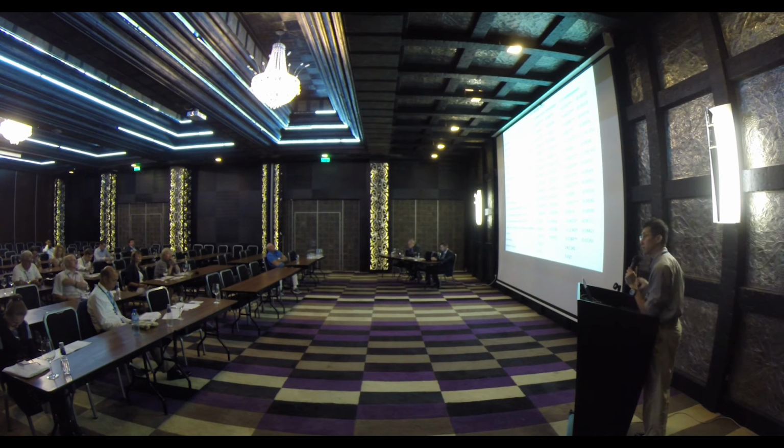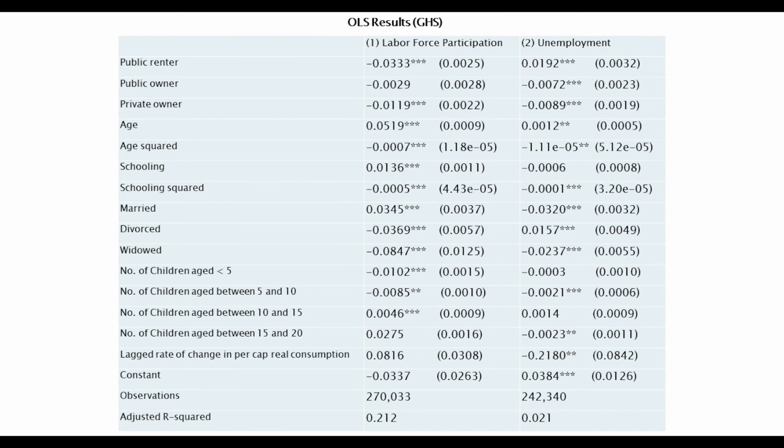We also test the results using an alternative data source. This is the GHS, the General Household Survey. It is kind of like the Current Population Survey in the US. It's conducted more regularly, but with less information, so we don't know whether they have moved in the last 5 years or not. Again, you can see that the estimates are in the same ballpark as what we have seen before.